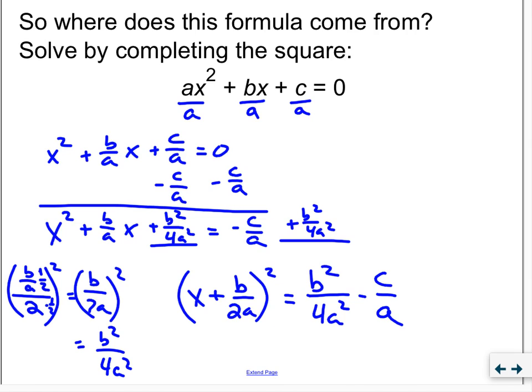Now on the next page, I'm going to play with that b squared over 4a squared minus c over a. I've got to get a common denominator. So let's multiply both by 4a.